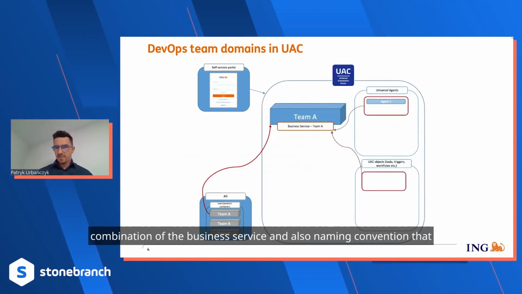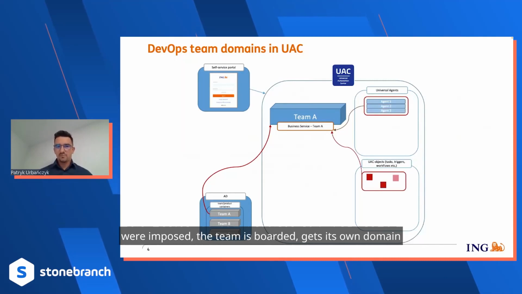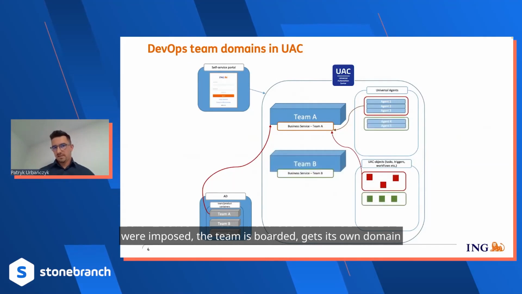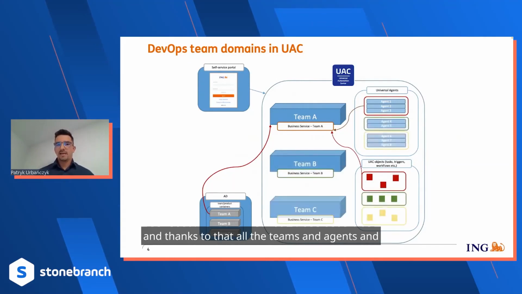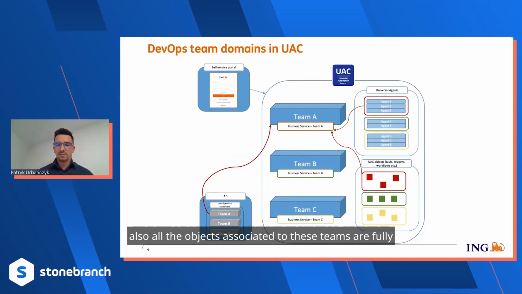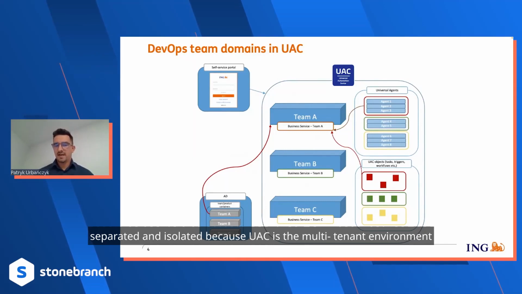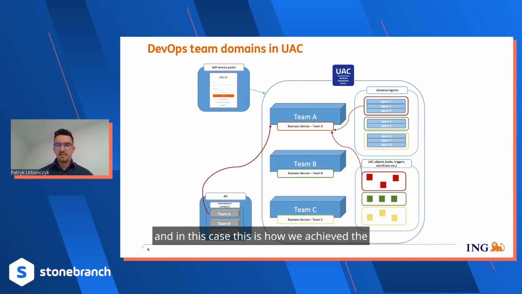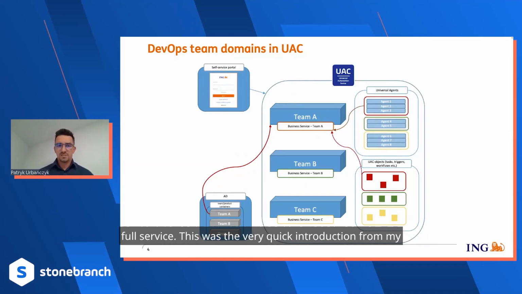Thanks to the combination of the business service and the naming convention that were imposed, the team is boarded and gets its own domain. Thanks to that, all the teams and agents and all the objects associated with these teams are fully separated and isolated, because UAC is a multi-tenant environment. This is how we achieve the full self-service.